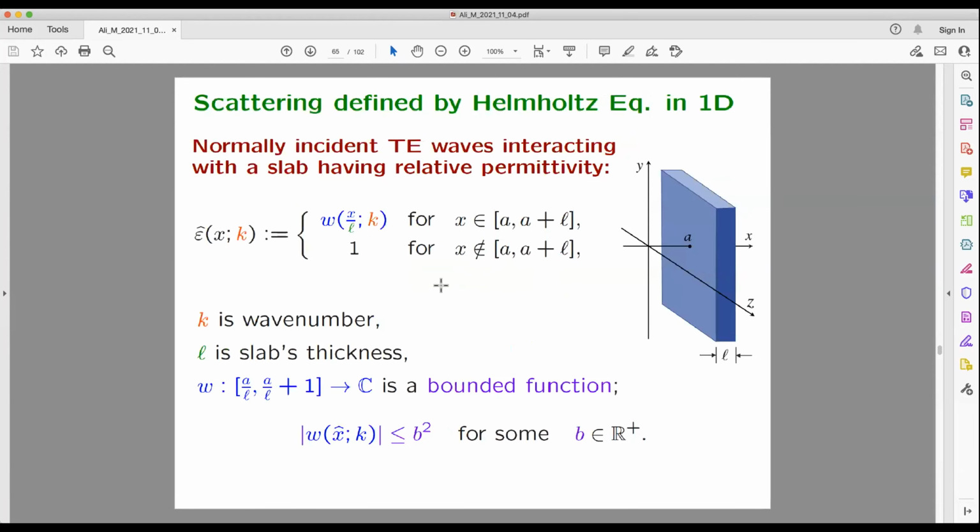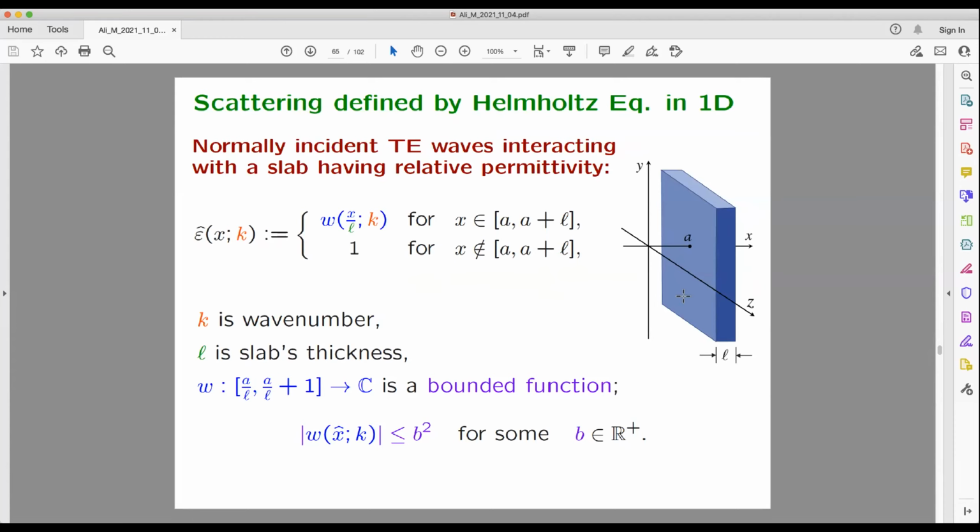Okay, so next I move from wormholes to tabletop experiments in optics. Suppose you have a slab and you shine transverse electric waves through the slab. It has an arbitrary permittivity, which can be real or complex, so you can have loss and gain. And this models the slab.